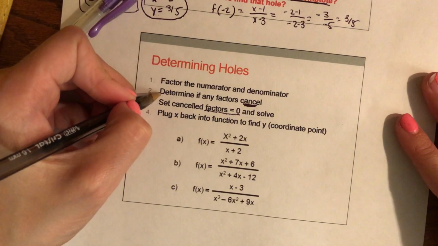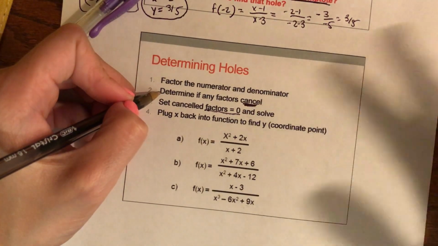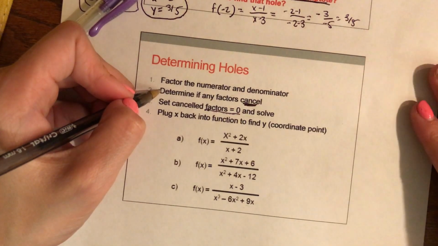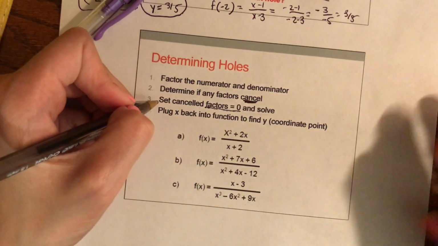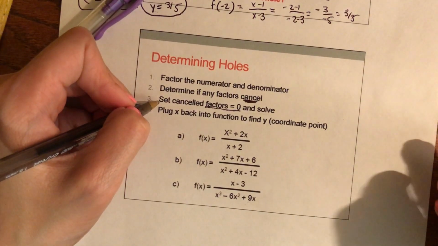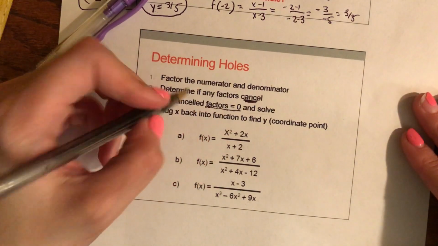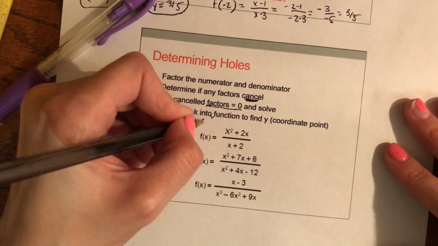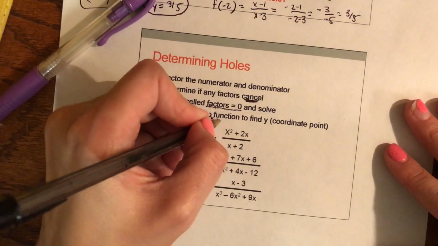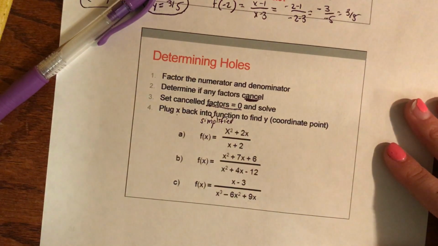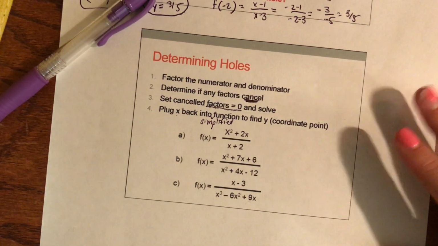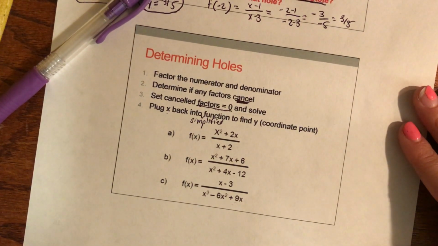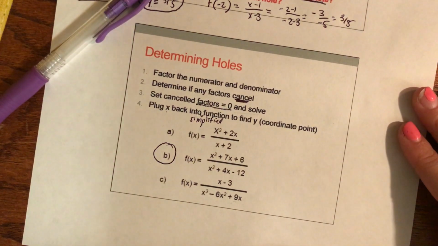Factor, and see if any cancel. Now, if no factors cancel, that means you don't have a hole. That's fine, okay? But in this case, we're going to have some factors that cancel. We're going to take those canceled factors and set them equal to 0 and solve. Once we have our x value, we're plugging that x back into the, I should have been more specific, simplified function to find the y, to get a coordinate point, okay? So I'm going to go through one of these examples. Let's take B to go through, okay?